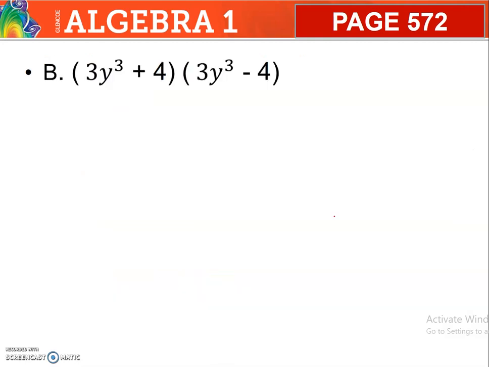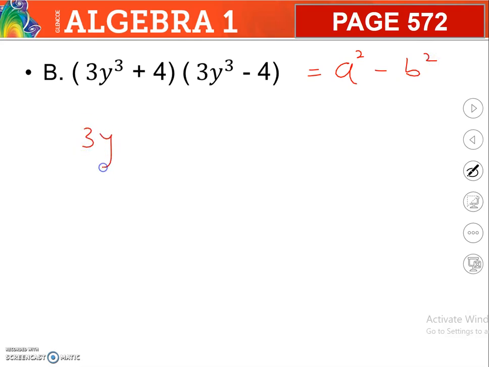Our last question, then we continue to solve the check question on our own, and we continue from the next episode. Now, 3y exponent 3 plus 4 multiplying 3y exponent 3 minus 4. So using the product of difference and sum, we're going to have a squared minus b squared as our answer. So if you're choosing a, we have 3y cubed all squared minus 4 squared.